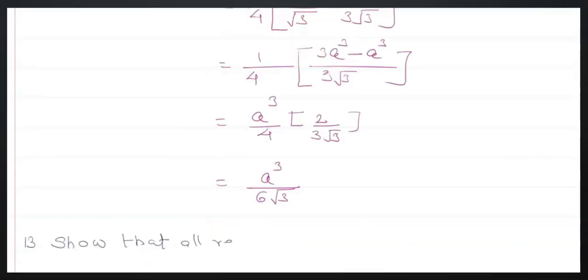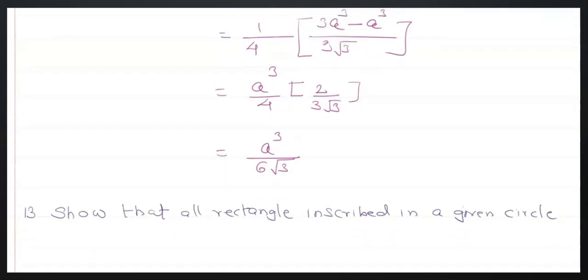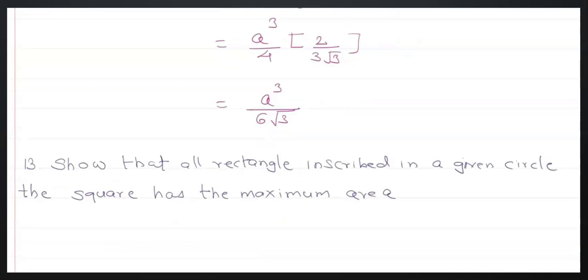Now see this here, problem number 30. Show that of all rectangles inscribed in a given circle, the square has the maximum area.